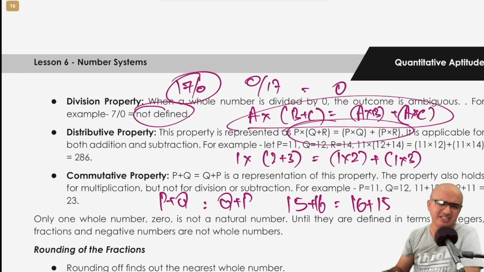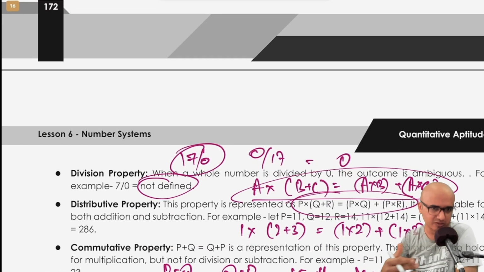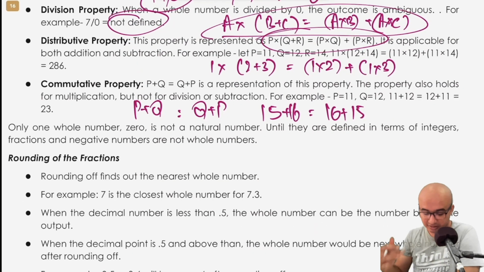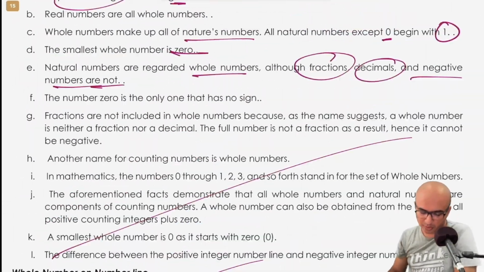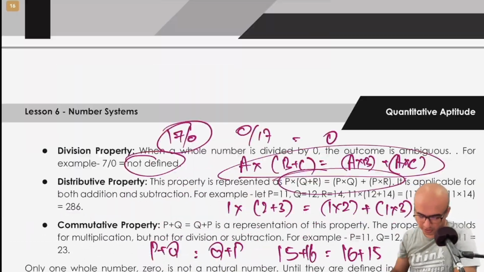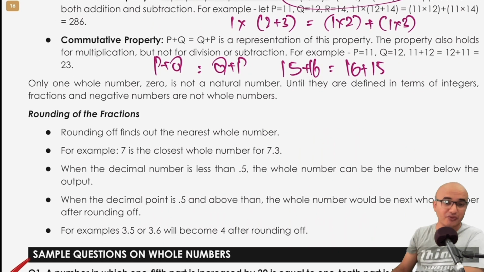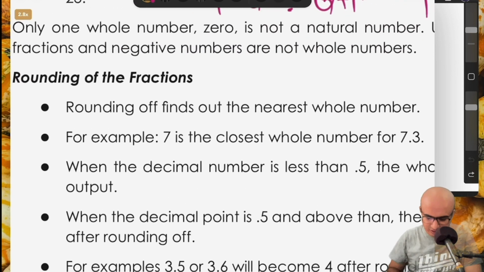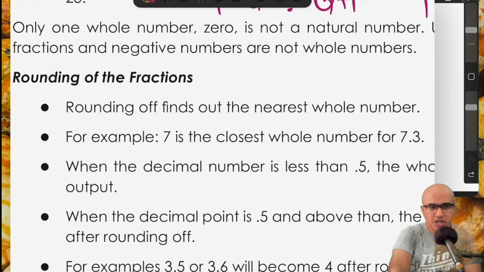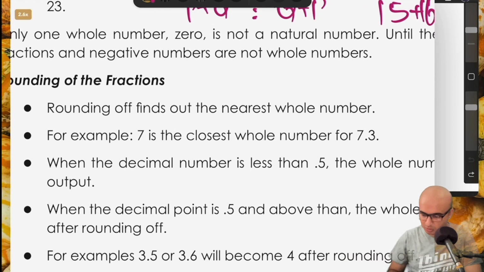All these are very easy properties, and these are all obvious things which you already know. That's why I said this is more of a revision session. Okay, so that was all about the properties. In the next part, we'll look into the rounding of fractions. Before we move towards the sample questions on whole numbers, there is one small topic which is rounding of fractions. Let us quickly go through this and then proceed towards the sample questions.